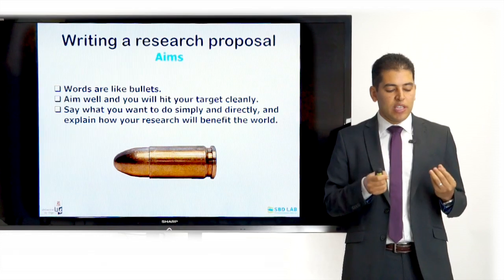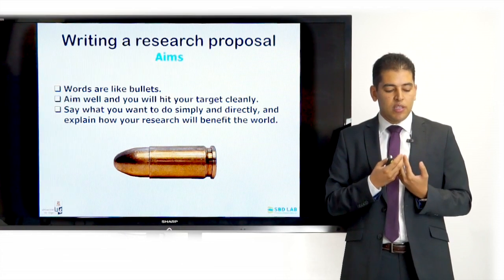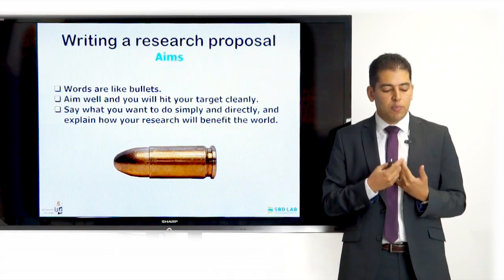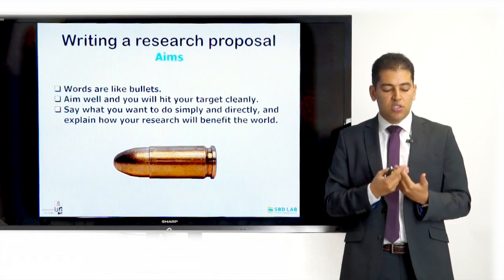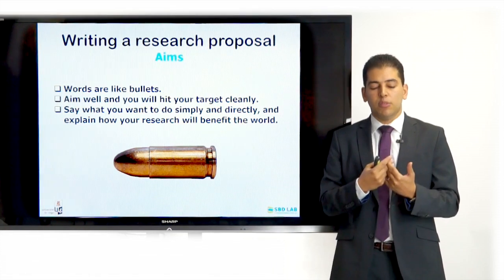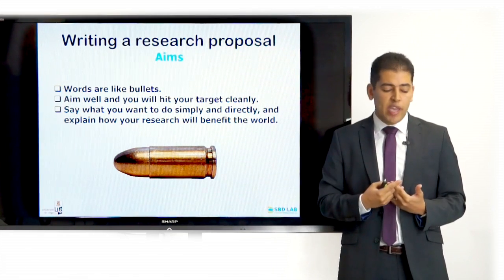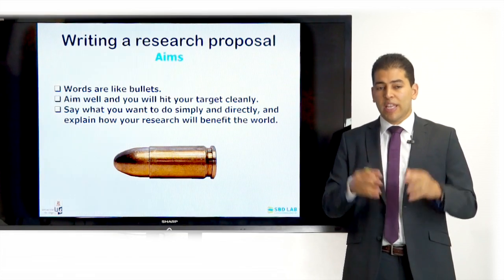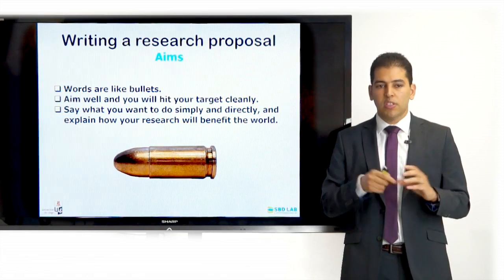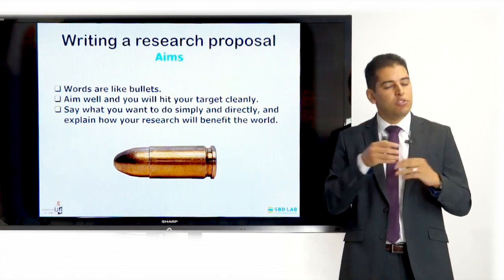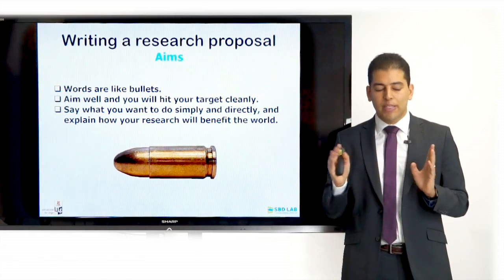And simply you have to say what you want to say, simply and directly. You have to explain what this research is going to do and who will benefit from it. I will give you some examples related to aims, but keep in mind it has to be short, it has to be to the point, and it's like a bullet. You don't need to write a lot. The shorter, the better.